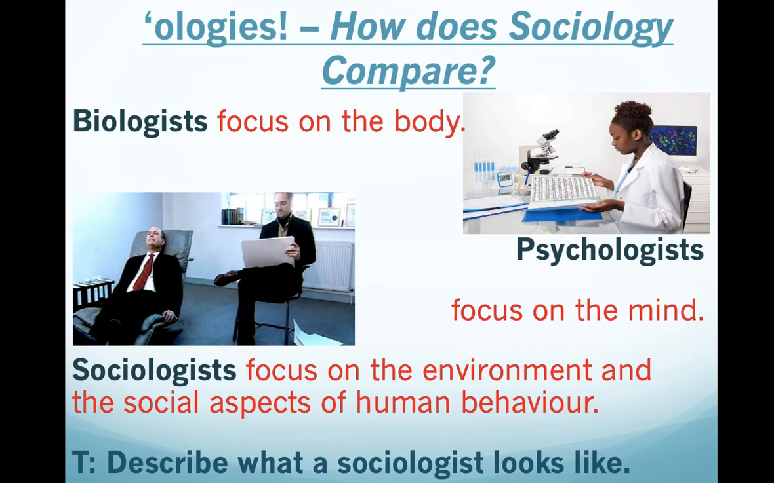So, ologies, how does sociology compare? Biologists focus on the body, psychologists focus on the mind, and sociologists focus on the environment and the social aspects of human behaviour. Therefore, we can predict how society is going to be in the future.